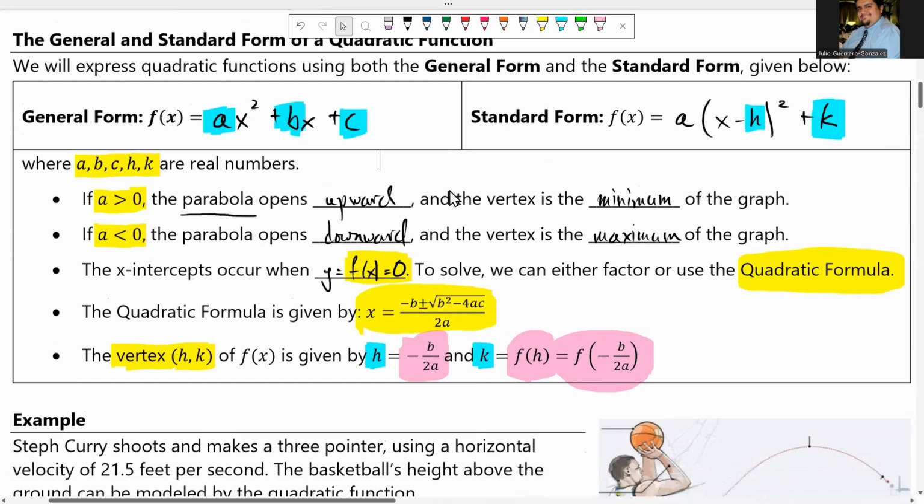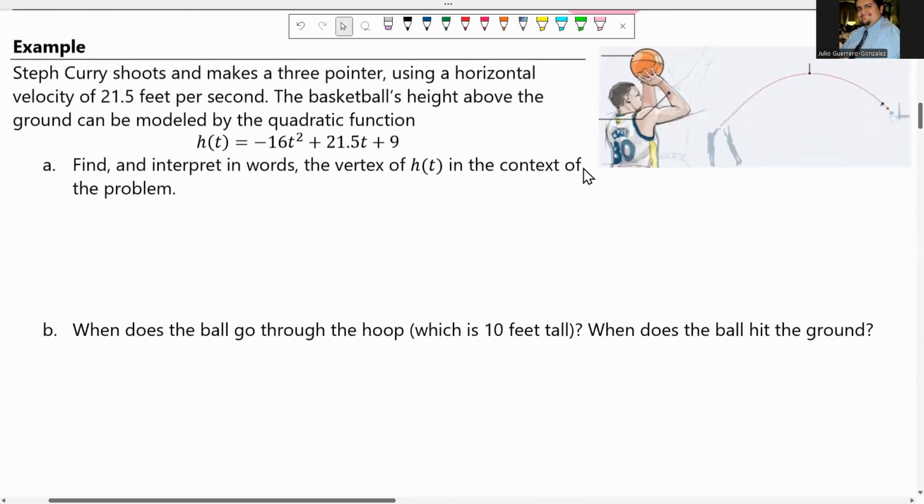Okay, so now let's go on to the example. Let's take our Steph Curry example here. Steph Curry shoots and makes a three-pointer, and the horizontal velocity is given by this. The height of the ball is given by that function right there. So first of all, we're going to find and interpret in words the vertex of h of t in the context of the problem.